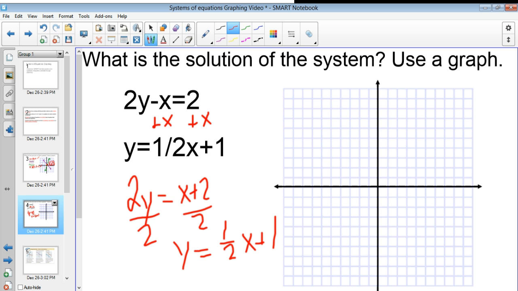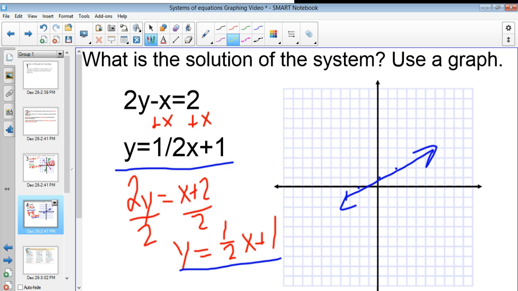Now, comparing these two equations, we realize that they are the exact same line, right? If I were to graph this first one, I would start off with 1 and then go up 1 to the right 2, or down 1 to the left 2, and I would get my equation of the line.